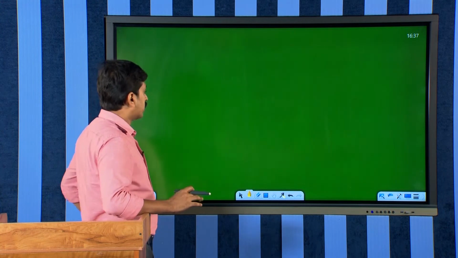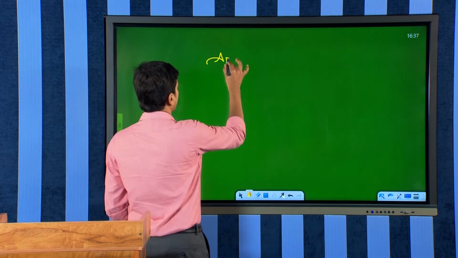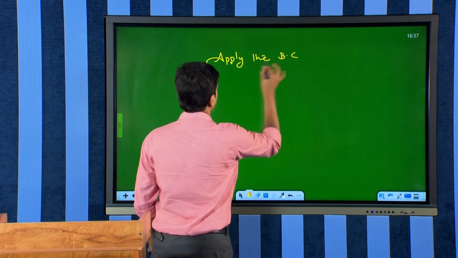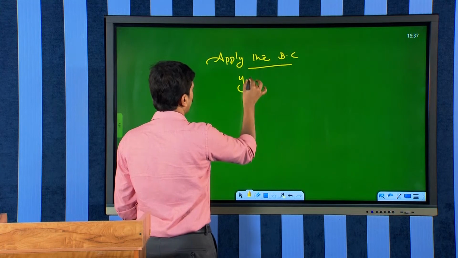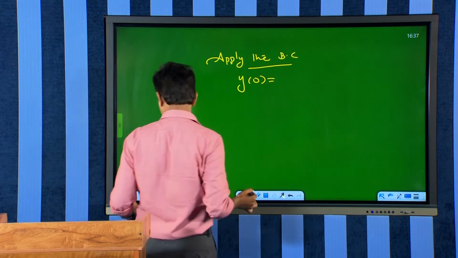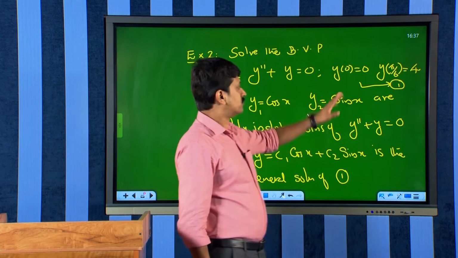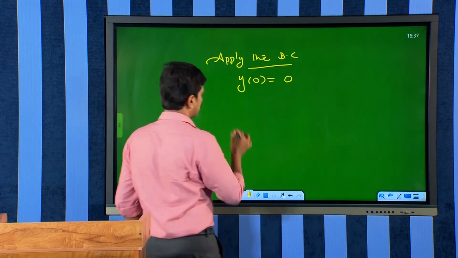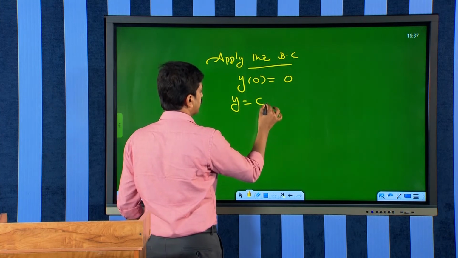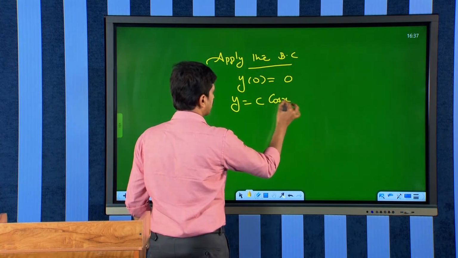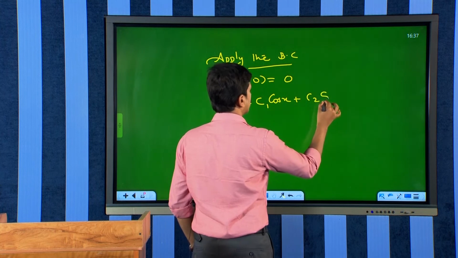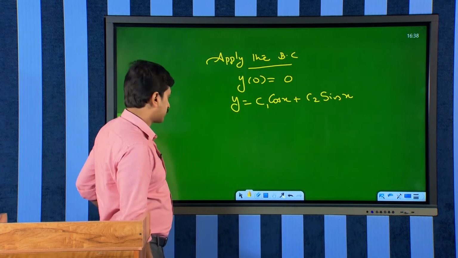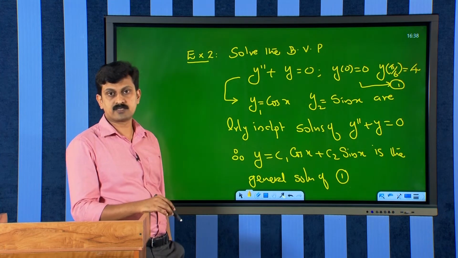Okay, apply the boundary conditions. We have y of 0 equal to 0. We are given y is equal to C1 cos x plus C2 sin x.